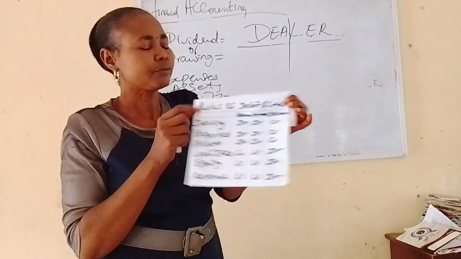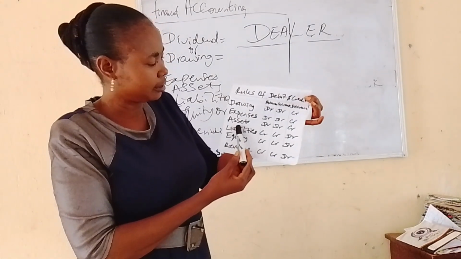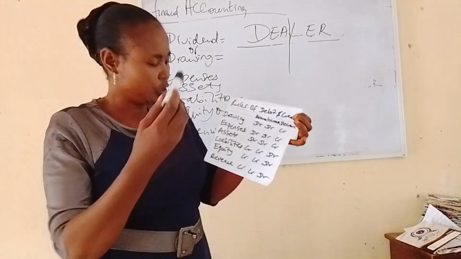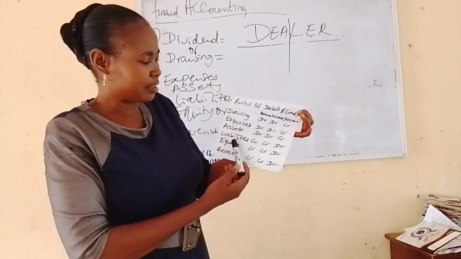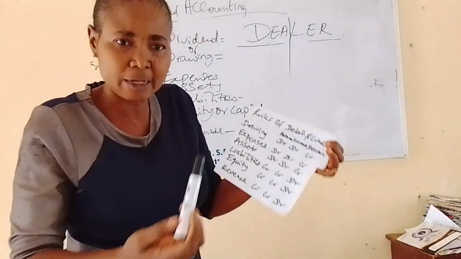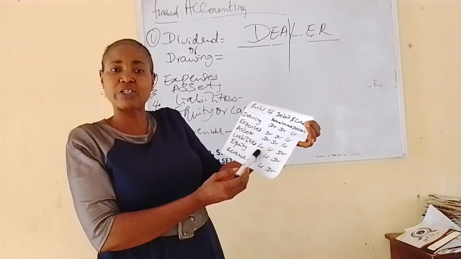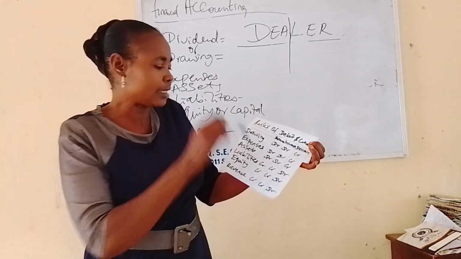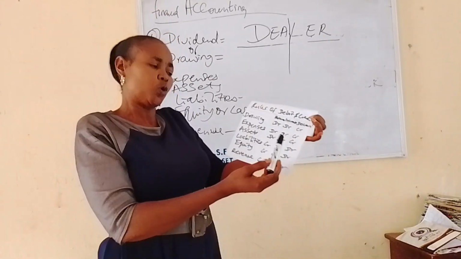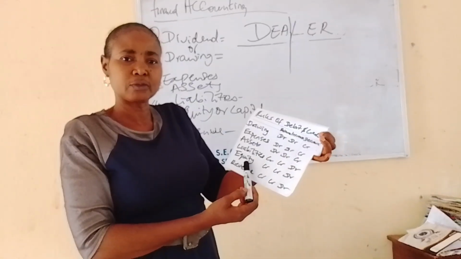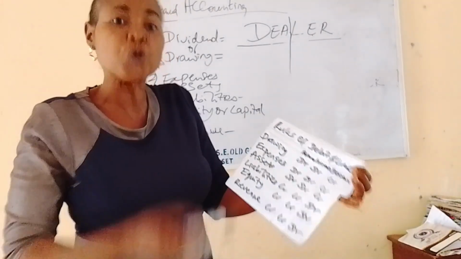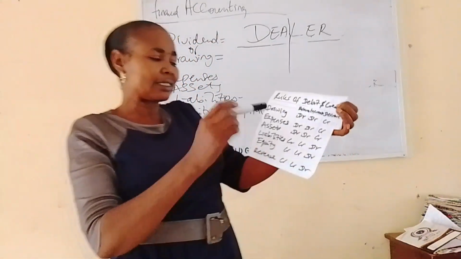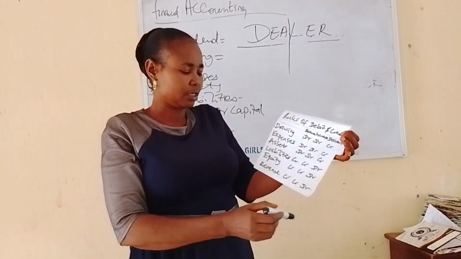Then assets. Anything that increases assets, you debit it, and anything that decreases it, you credit it. Liabilities. Anything that increases liabilities, you credit, the opposite of assets, because it has a credit balance. Anything that decreases it, you debit. Equity, the same thing. Anything that increases equity, you credit, because they are on the right-hand side. And anything that decreases it, you debit.